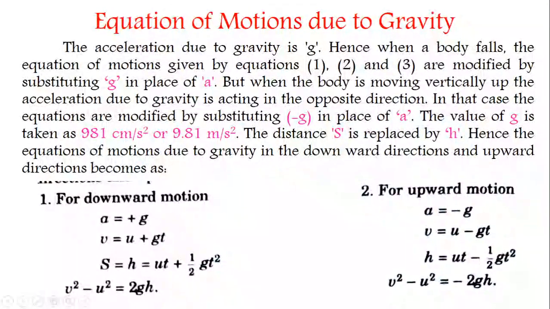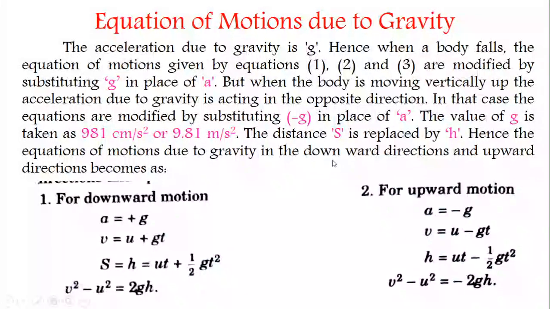For the upward direction, a is equal to minus g. The object is moving opposite to the gravity force, so gravity is taken with a minus sign, minus g. So v equal to u minus gt, and h equal to ut minus 1 by 2 g t squared, and v squared minus u squared equal to minus 2gh.